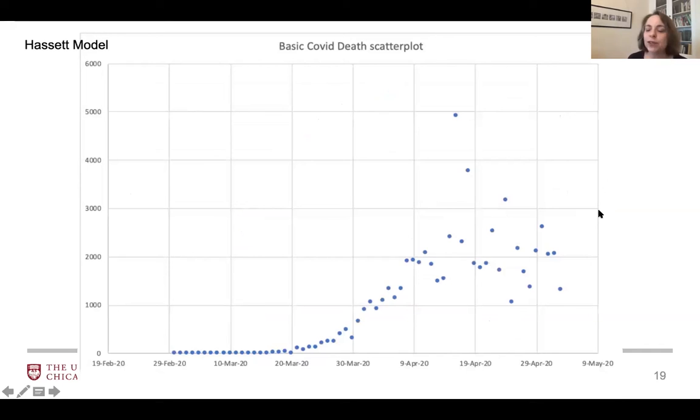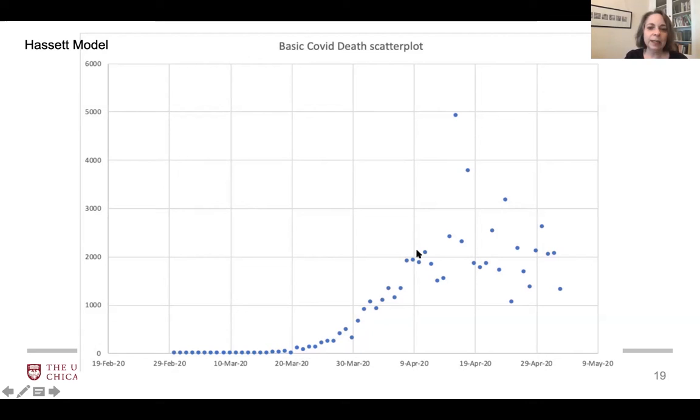Now this Hazit model, what he did is he had this graph of the number of deaths by day. You can see it's really kind of zero until about March 20th. There's just a couple there. And then it takes off, and it takes off like, you know, you call that exponential growth. It's like doubling every two or three days. And then things get a little crazy.